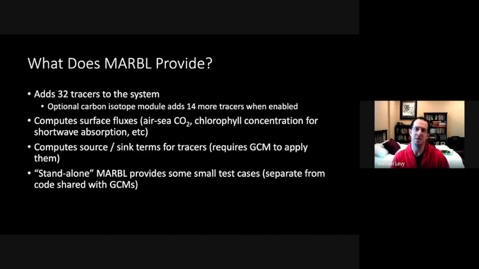So I guess Keith mentioned this very briefly in his talk, but MARBL adds 32 biogeochemistry tracers. There's an optional carbon isotope module that would add 14 more tracers. It computes surface fluxes such as CO2 flux and chlorophyll concentration. It computes source sink terms for the tracers, although the GCM needs to apply them. And then there is a standalone MARBL for some small test cases, and that's separate from the code that's run by the GCMs. It's basically a small driver for testing the shared code.